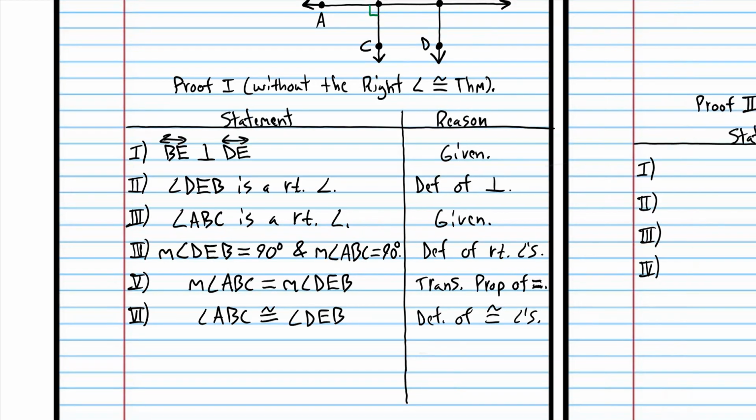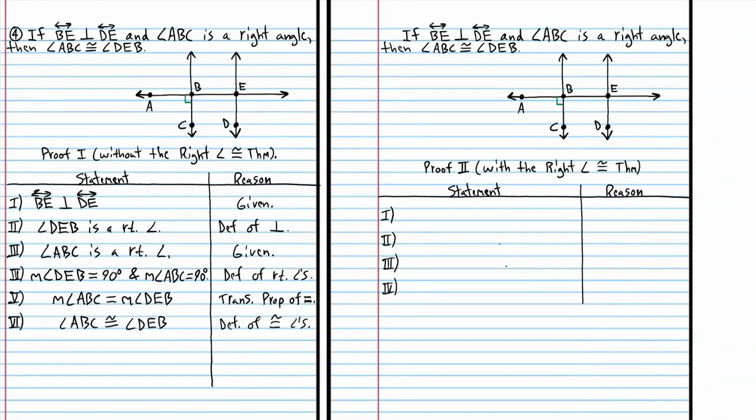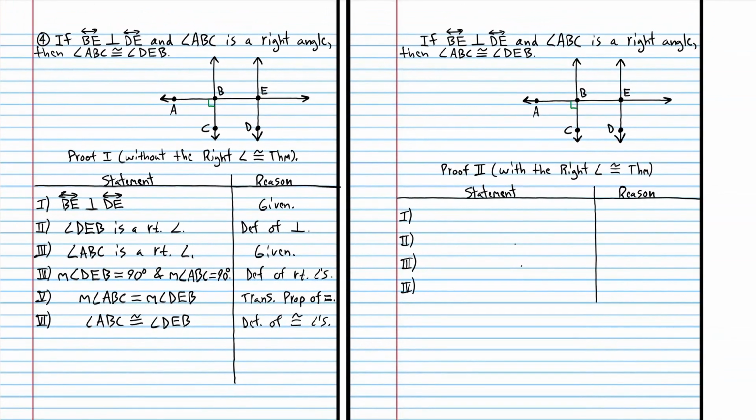That's okay also. But now I want you to prove the same statement, except now we're going to use the right angle congruence theorem. So go ahead and try that, and you're going to see that you're able to skip 2 steps. Here we did 6 steps, but here we're only going to do 4. So try this proof, and when you come back, we'll do it together.